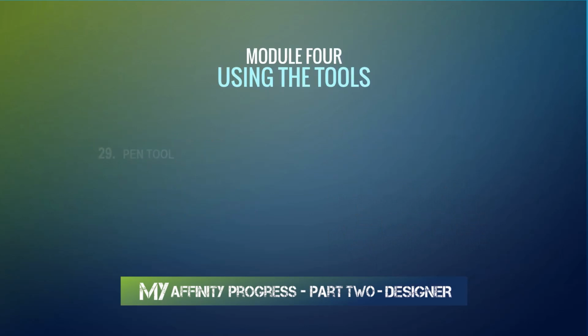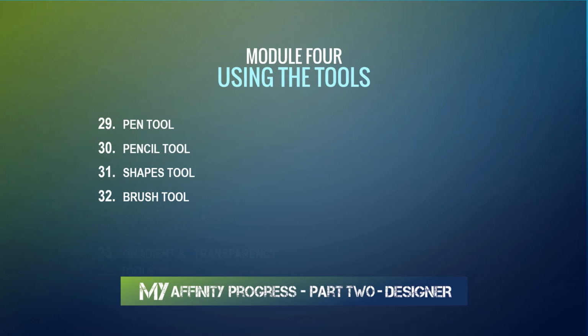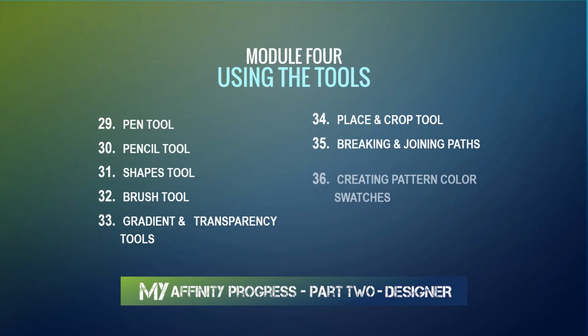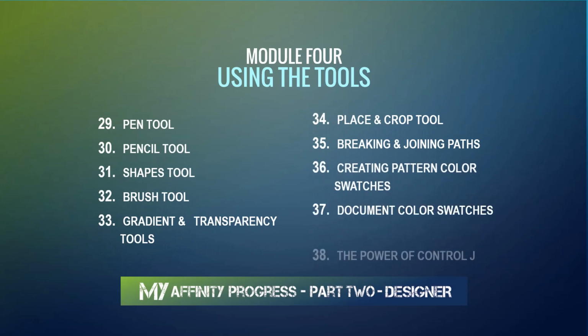In Module 4 we're going to go through all the rest of the tools that Designer gives you. You've got a pen tool, a pencil tool, shapes tool, brush tool, gradient and transparency tools, place and crop tool, breaking and joining paths tools, creating pattern colour swatches, document colour swatches, and the extraordinary power of Ctrl+J.